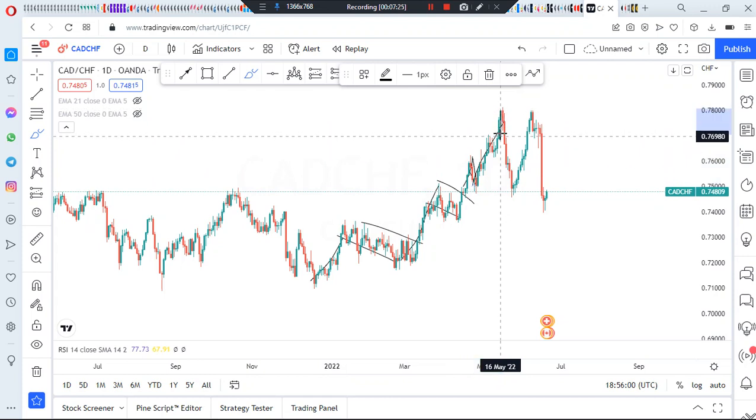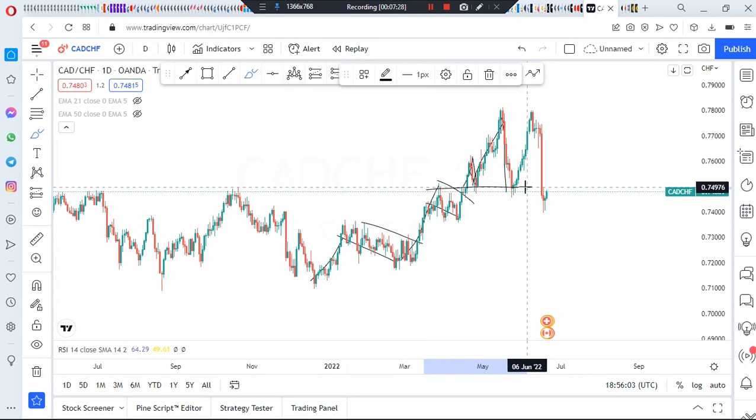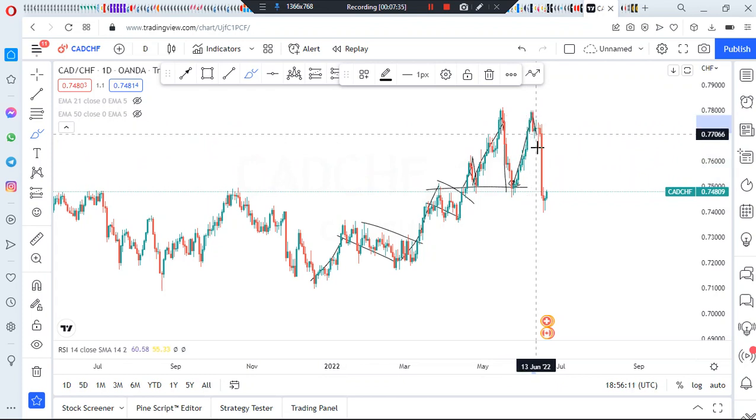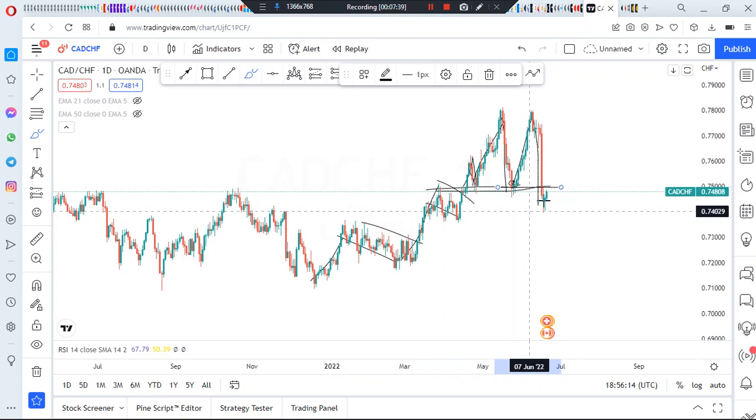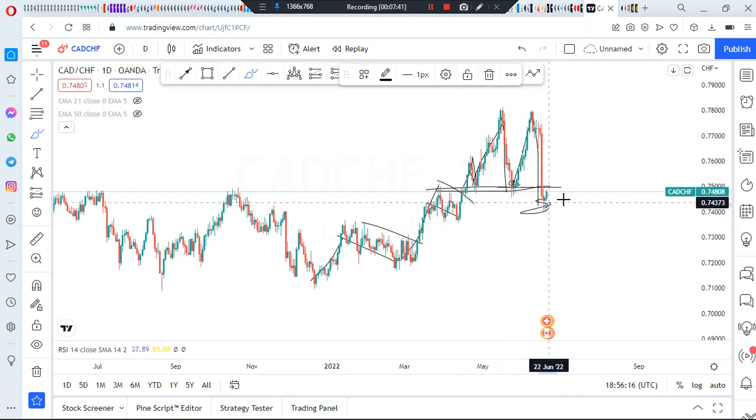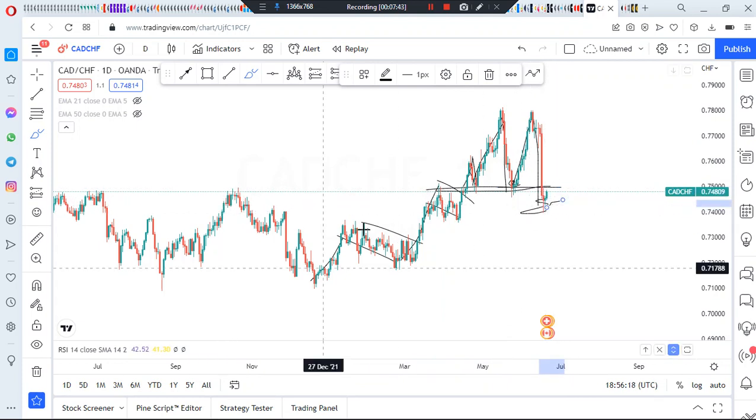Then the price started to come down around this area. Then somewhat around this area, the price rejected, then it went up and it went down and finally broke out of this one around here. So this is where the trend is, or the price is right now.